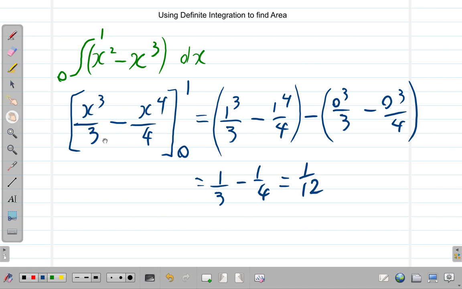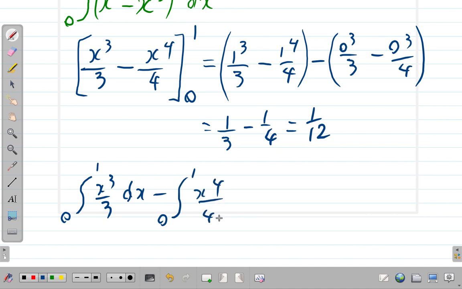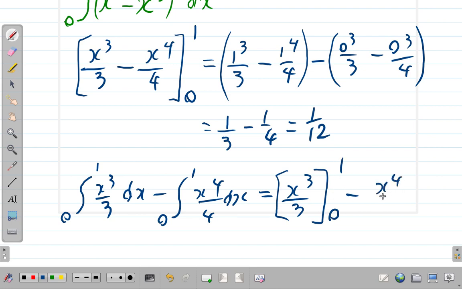Now we're saying that we're also going to integrate them separately. So let's see what would happen. The integral from 0 to 1 of x cubed over 3 dx, or minus the integral from 0 to 1 of x to the 4th over 4 dx. So that would be x cubed over 3 from 0 to 1 minus x to the 4.